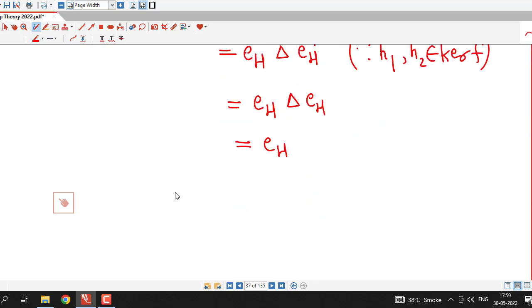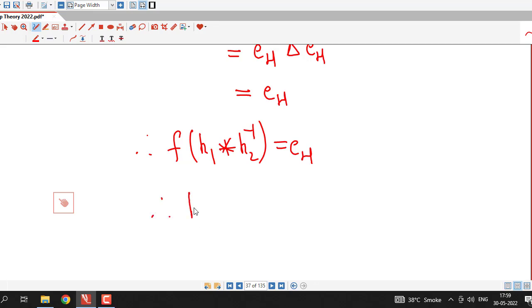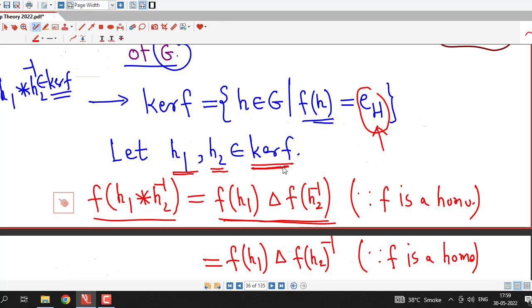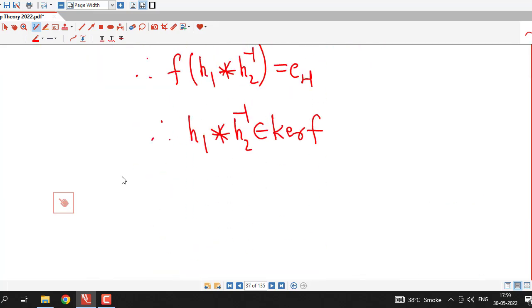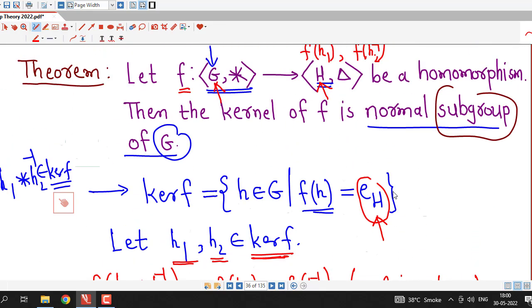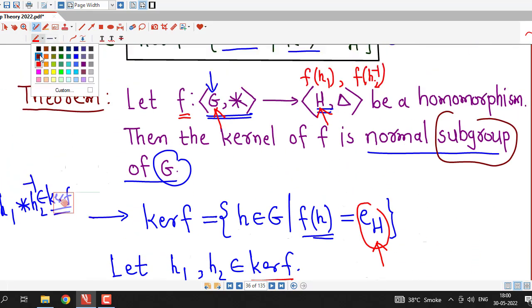So we have shown that F of H1 star H2 inverse equals identity in H. Therefore, by the definition of kernel of F, H1 star H2 inverse is an element of kernel of F, and this is true for any two elements in kernel of F. Therefore, kernel of F is a subgroup of group G, which is the domain of homomorphism F. Now we prove that kernel of F is a normal subgroup.